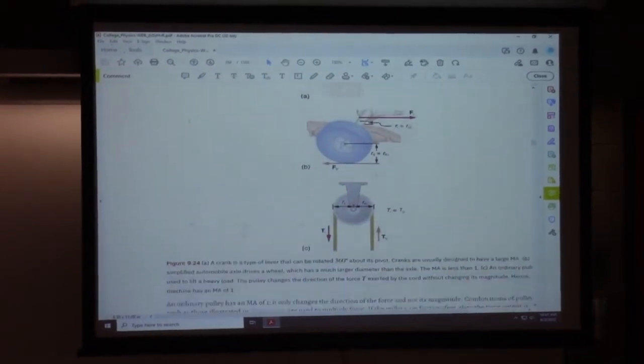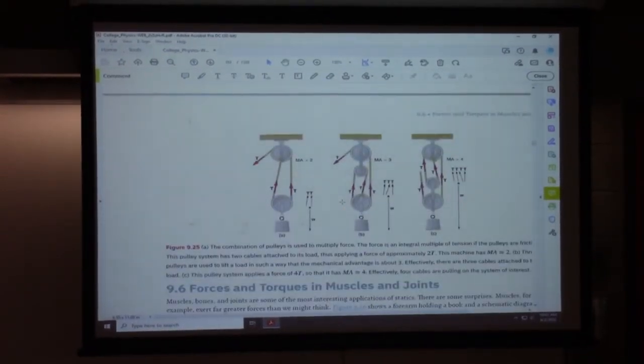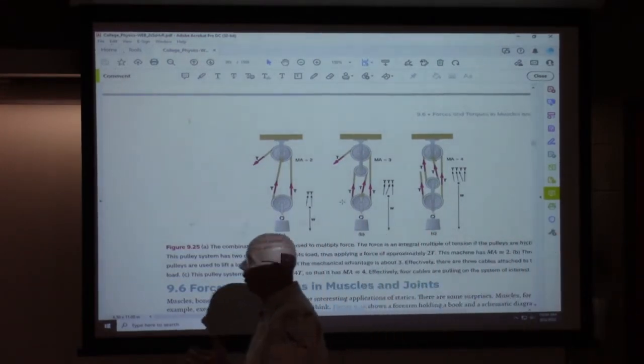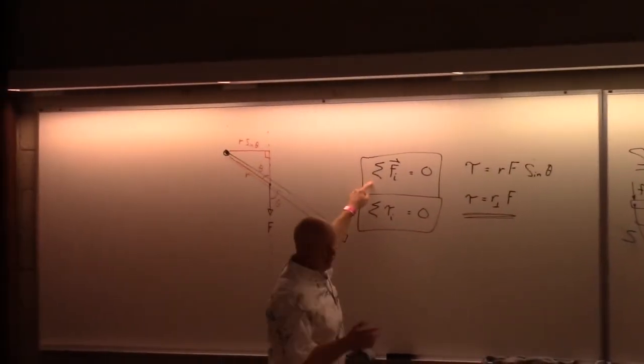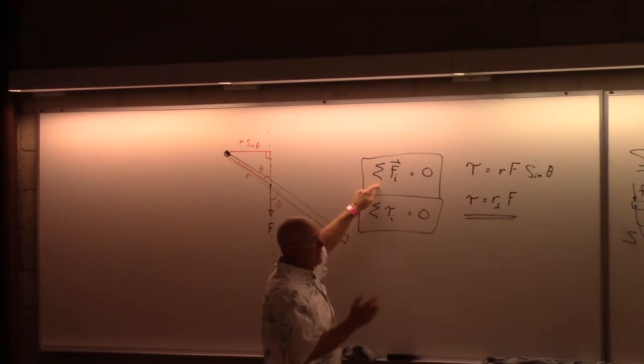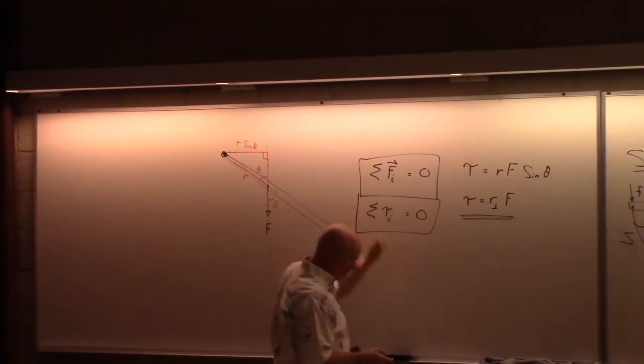Well, here he shows some more leverage ones there. But it's the multiple ropes here. And so I'll say this one kind of quickly in passing, since it doesn't really have to do with torque. In fact, I'll point out that it just comes back to the sum of the forces. And so this is material that we could have done before this chapter. It doesn't involve torques here.